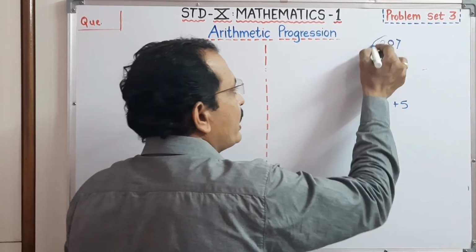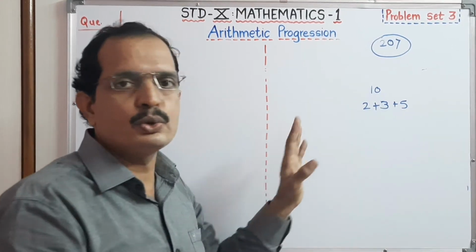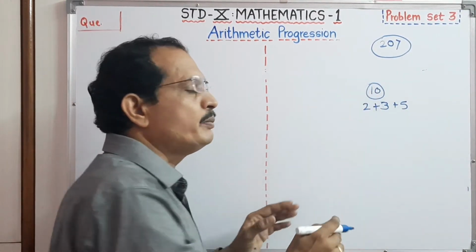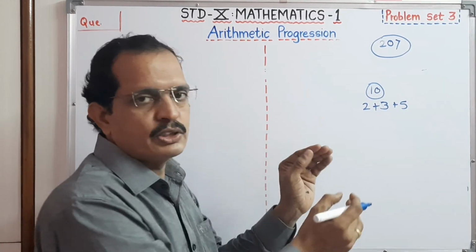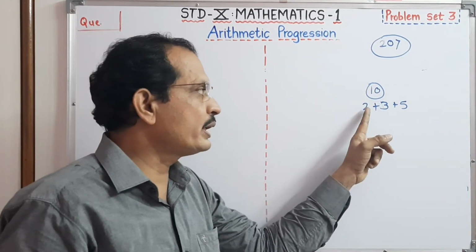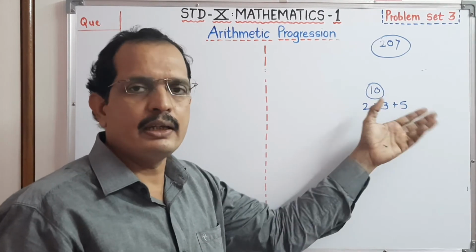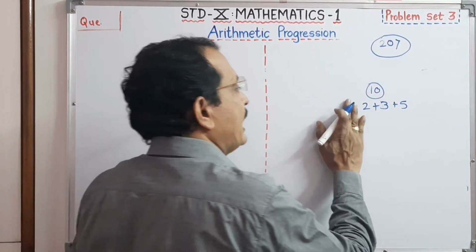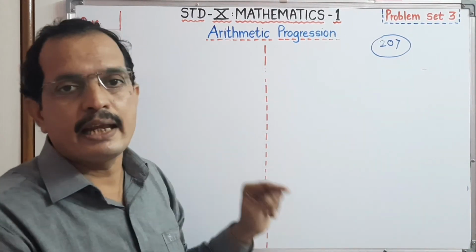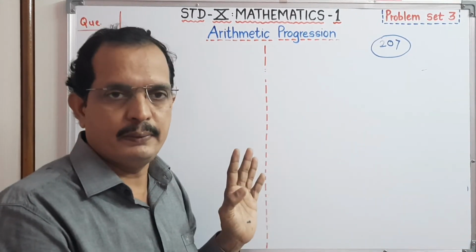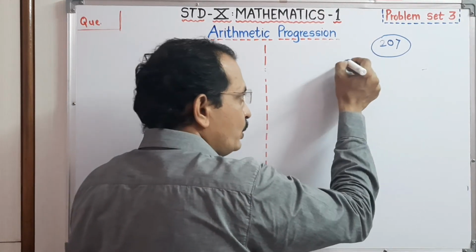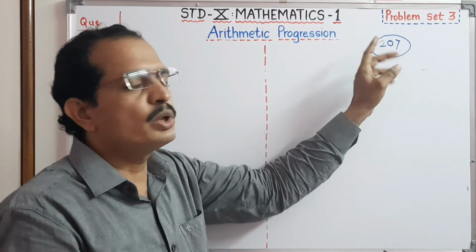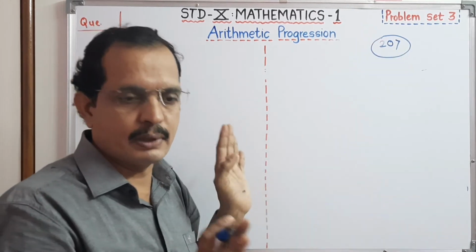What is given? Divide this 207 into 3 parts. Suppose we have to divide 10, that means we have to find the 3 numbers whose sum is 10. Therefore we take 2, 3, 5. We can take many numbers. Got it? But the condition is that the 3 numbers must be in an AP. Therefore we have to take 3 numbers and the sum of those 3 numbers is 207. This is the simple information.